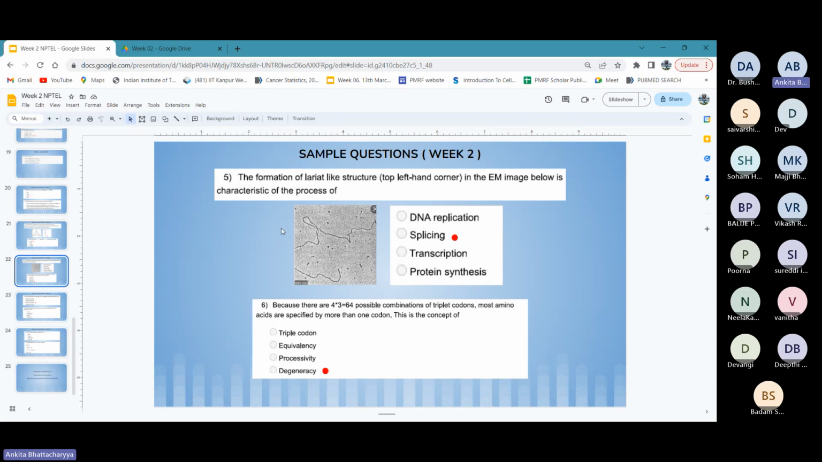Then in question 6, we are told that because there are 4 to the power 3, you get 64 possible combinations of triplet codons. Most amino acids are specified by more than one codon. So this is the concept of degeneracy, like we have discussed: the number of amino acids versus the number of possible codons do not tally with each other. That is the reason why multiple codons encode the same amino acid, giving rise to the degeneracy of the genetic code.